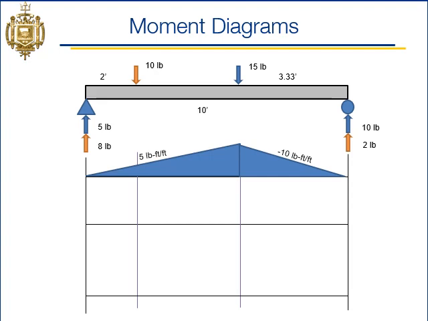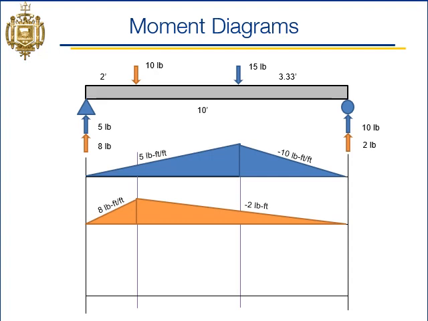If we look at our orange moment diagram slopes, we've got 8 pound-feet per foot on the left and negative 2 pound-feet per foot on the right. Again, that's just the magnitude of our shear diagram. So how do we superimpose these? Well, we can just add the slopes together based on their location.